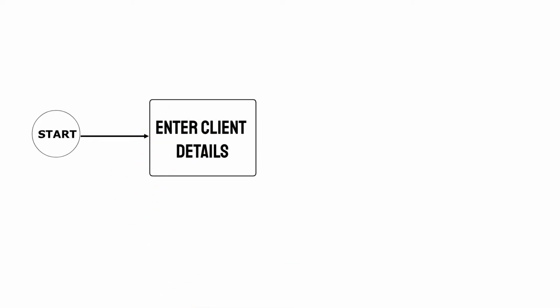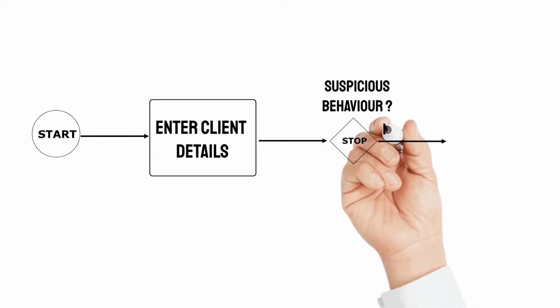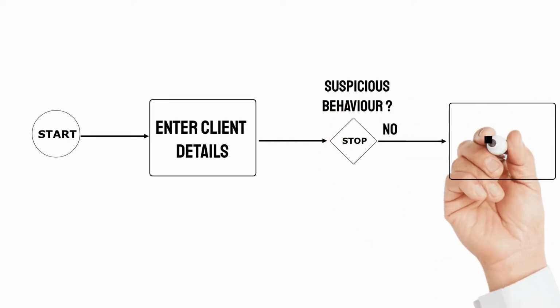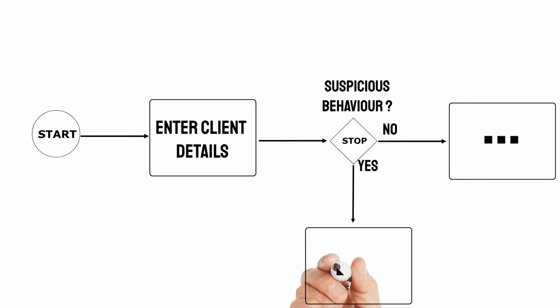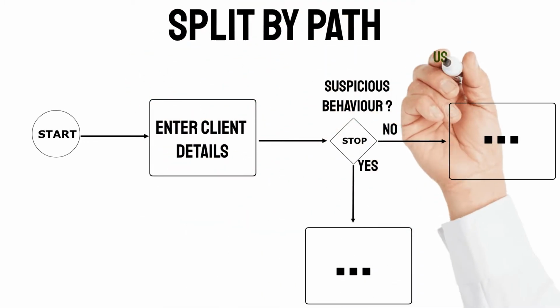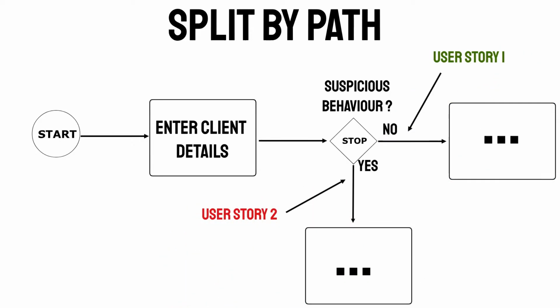So the onboarding looks like the employee can enter client details, and after this step the system's checking if we have suspicious behavior. So maybe that's just a drop down or a checkbox, and based on this there is yes and no, and for each path we could potentially split the user story. So for the happy path that there's no suspicious behavior, this could be user story 1 to implement. If there is some suspicious behavior, we can create user story 2 and track everything under it. This is splitting by paths in a workflow.